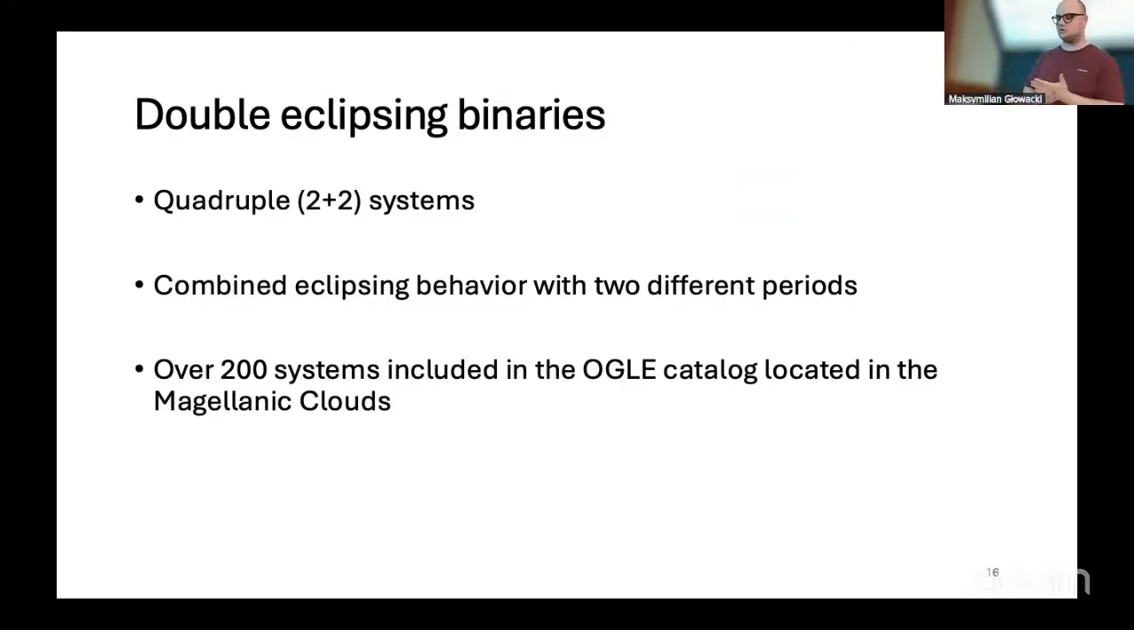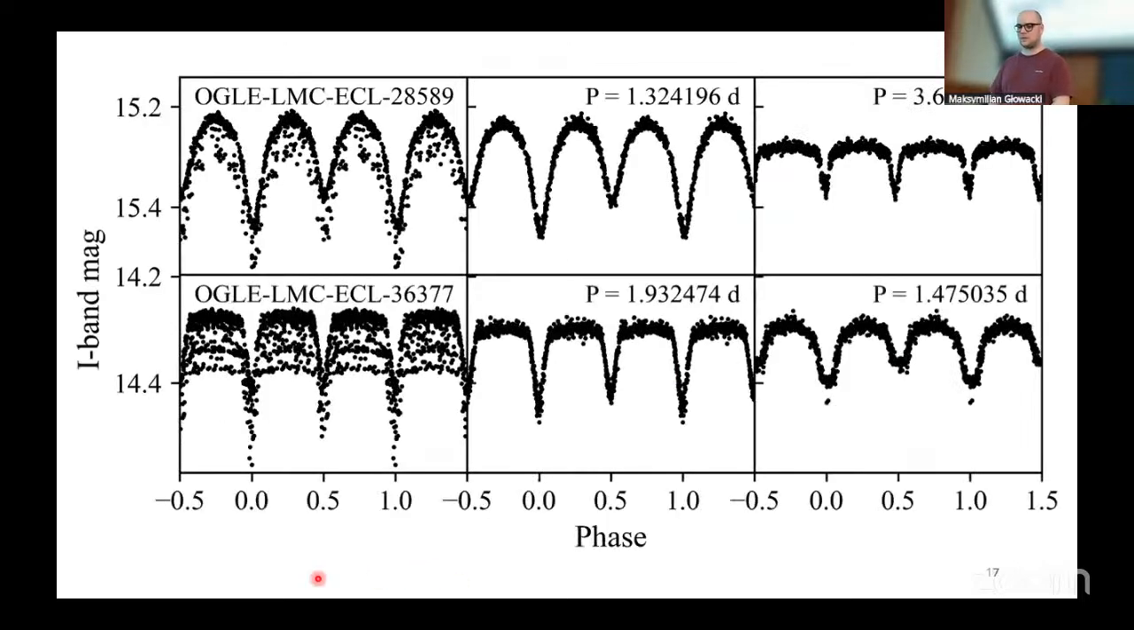We have over 200 systems like that in our collection, and I'd like to show you some of them. So if we phase the light curve with only one of the periods, we see the eclipsing behavior. However, we see that the light curve is somehow distorted. We see points that are out of the light curve that should be there.